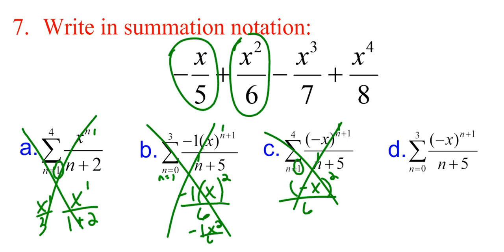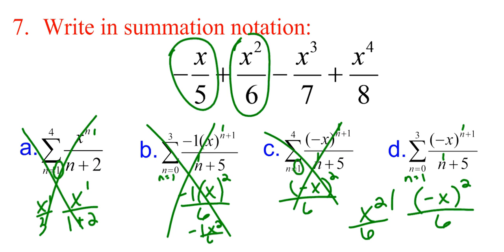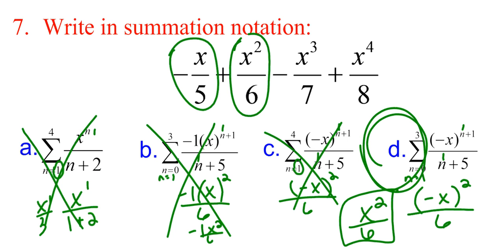So hopefully D checks. So the next term in the sequence is 1. I'm going to plug in a 1 here. I have negative x to the second over 6. Negative x times negative x is positive x squared. Those parentheses make a difference, don't they? That does check. So D would be my answer.